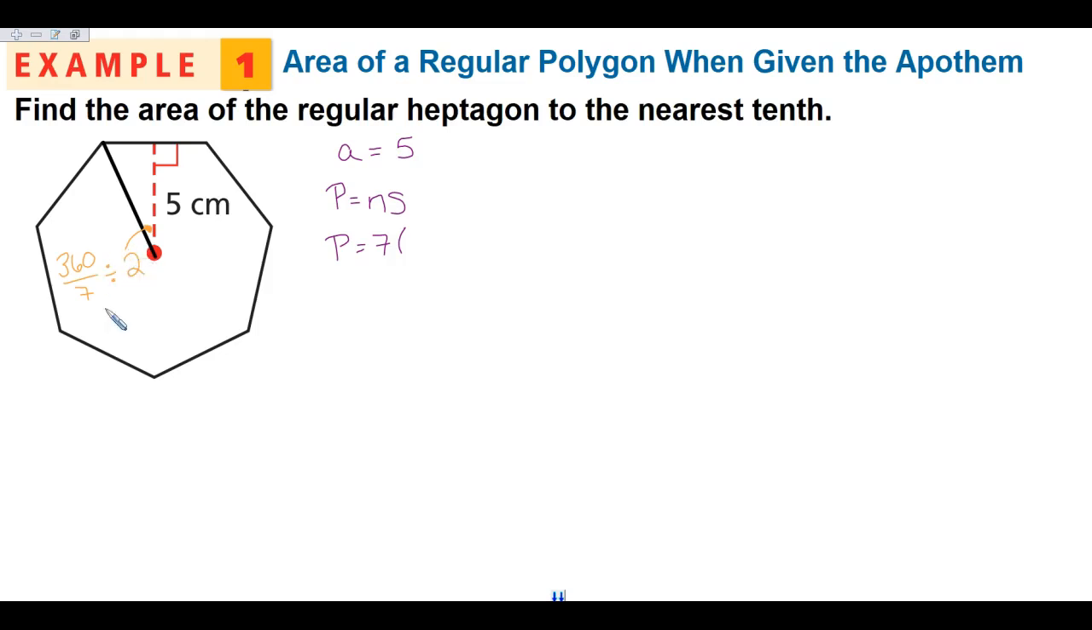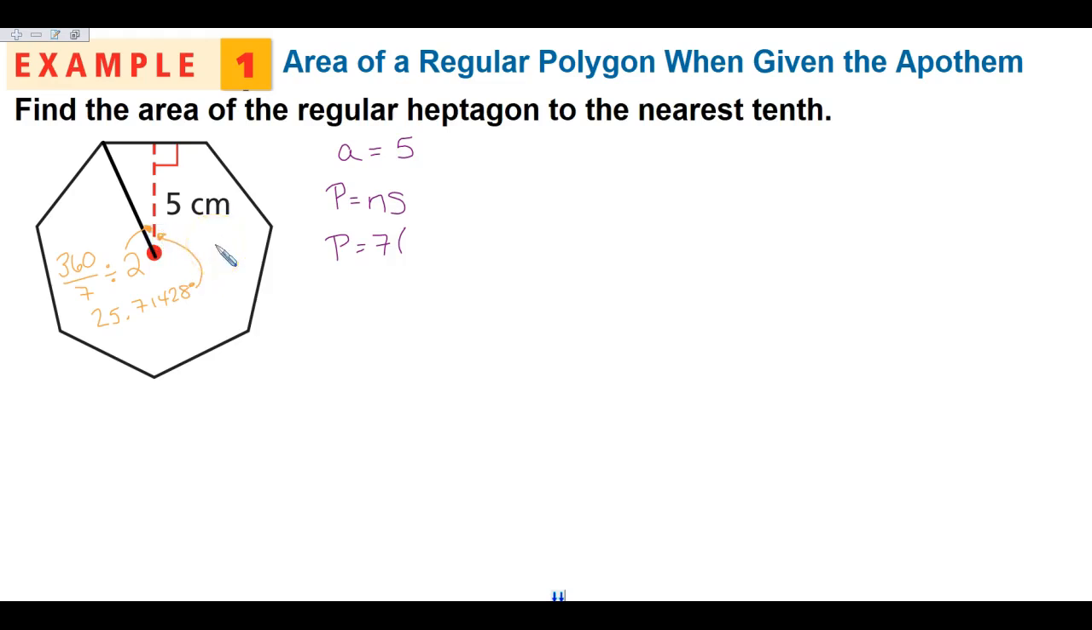It's the same thing as taking 360 and dividing it by 14 if you would rather think of it that way. If you double the sides because each triangle is getting cut in half by that apothem, you can just do 360 divided by 14, or you do 360 divided by 7 divided by 2. In this case, that degree is 25.71428... It continues on. So this is my degree that goes in this angle right here.